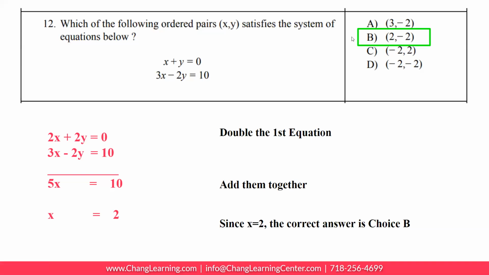Well, the correct answer is choice B. That's the only choice where x is 2. And it will work for both equations if you plug in that value for y. So since there are only 4 choices, you can plug in the numbers to solve it. That might be fast. Or you can use this shortcut pattern. Double the first equation and then add them together.